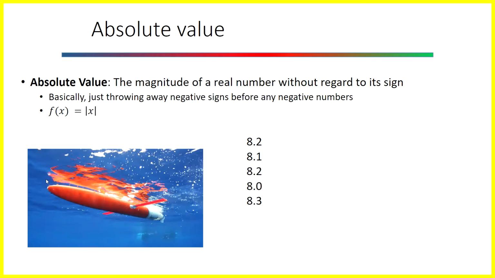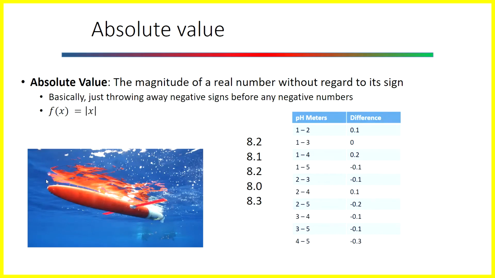Measurement 1 minus measurement 2 equals 8.2 minus 8.1, so that is 0.1. Measurement 1 minus measurement 3 is equal to 0. Measurement 1 minus measurement 4 is equal to 0.2. You go through and you calculate all these differences and you put them in this table here. Now, if you take the arithmetic mean of these values to try and figure out what the typical precision was, you'd calculate a value of negative 0.05.